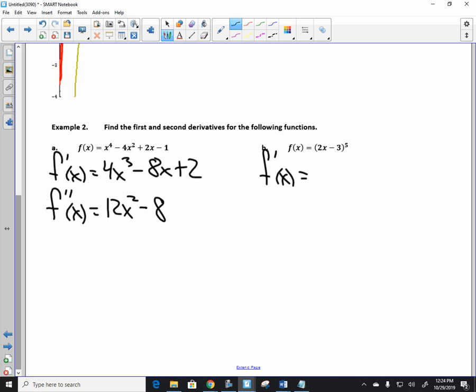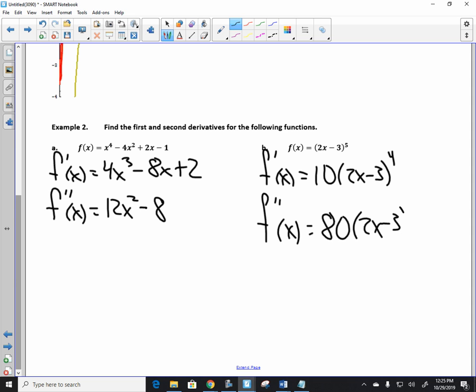F prime of x. What rule do you use to find the first derivative? Chain rule. I don't even need to make the boxes. We can do it quickly. What's the derivative of the inside? 2. Derivative of the outside, 5u to the 4th. So I will have 10u to the 4th. I will now find the second derivative. Derivative of the inside, times the 10 will be 20. Drop the 4, I'll get 80, times 2x minus 3 to the third.